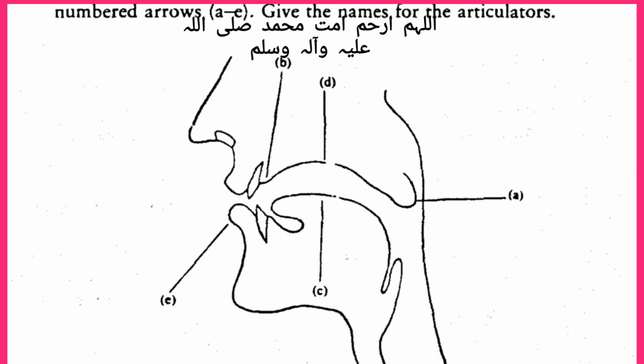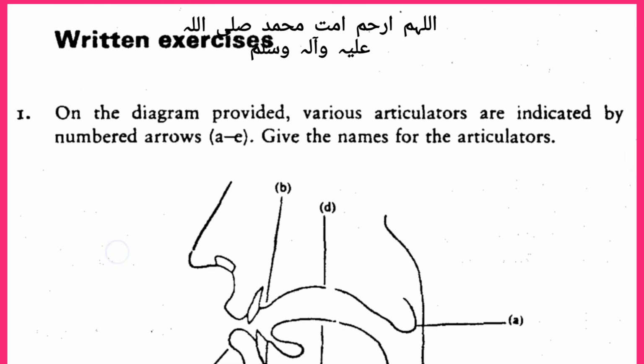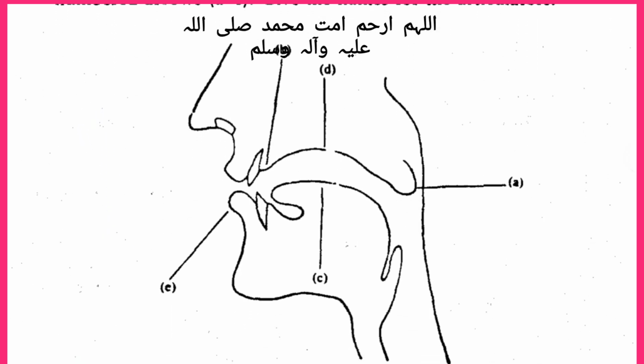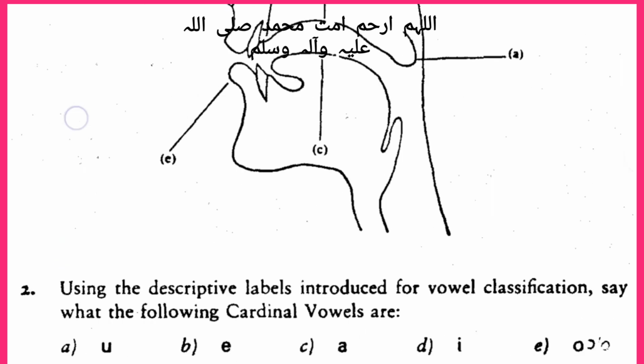So here is the diagram. On the diagram, various articulators are indicated by numbered arrows. A to E give the names of the articulators. There is the diagram, and you should name these arrows in the comment section.